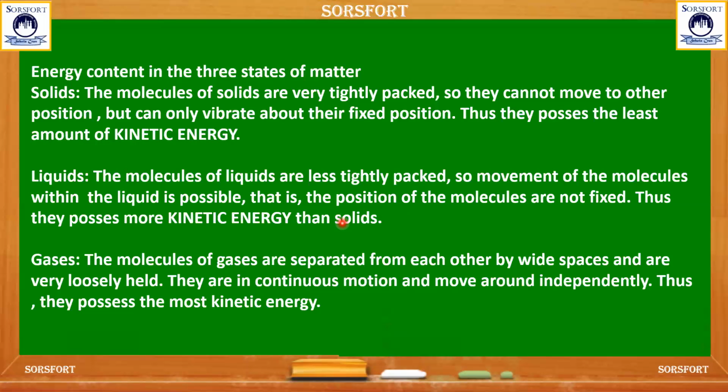What about the gaseous state? The molecules of gases are separated from each other by wide spaces and are very loosely held. They are in continuous motion and move around independently, so they possess the most kinetic energy.